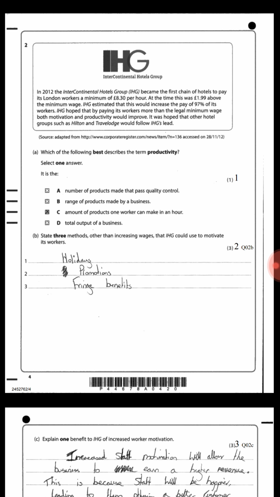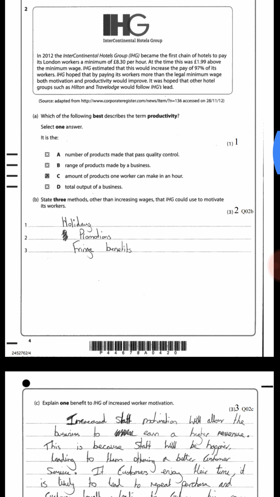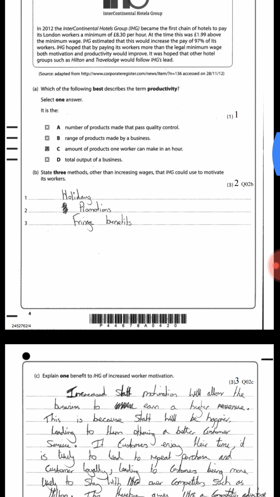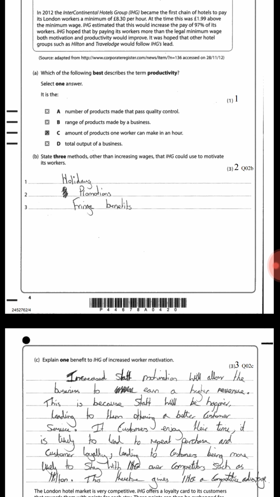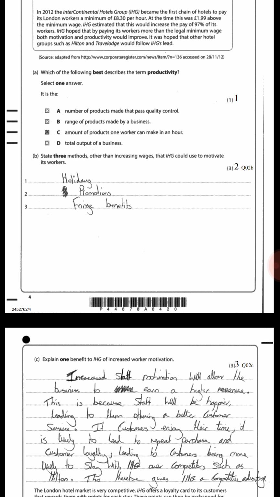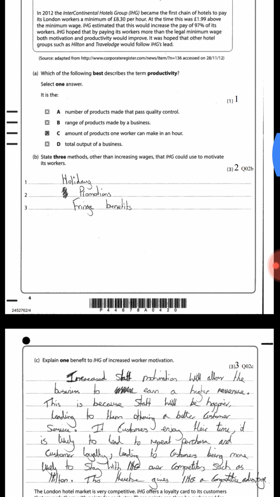So here we have a case study. So any questions that are subsequent to this case study, you really need to put in context. You need to be talking about the hotel industry. You need to be using the name of IHG and its rivals. You really need to be talking about guests rather than customers. So first question, which of the following best describes productivity? And the answer is C. Productivity is the amount of products one worker can make in an hour. If you've forgotten how to calculate productivity, come and speak to me at the end of the video.